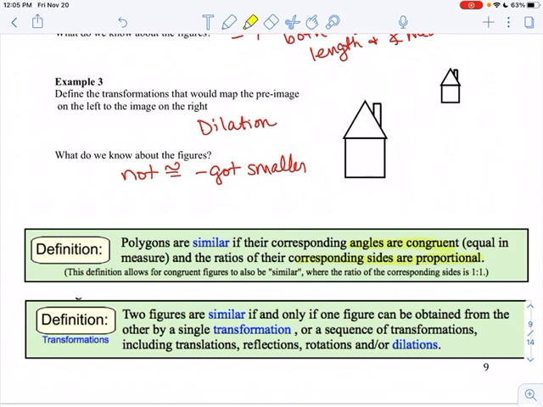Two figures are similar if there is a single transformation or a sequence of transformations that include translations, reflections, rotations and dilations. So to be similar, there has to be a similarity transformation that maps one onto the other, and that can include dilations.